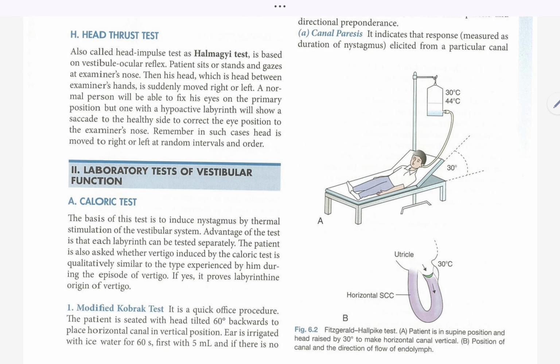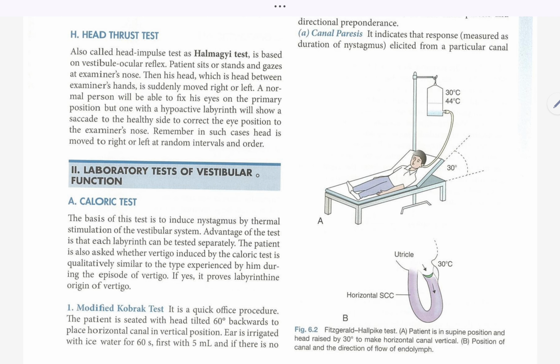Head thrust test, also called head impulse test or Halmagyi test, is based on vestibulo-ocular reflex. Patient sits or stands and gazes at examiner's nose. Then his head, which is held between examiner's hands, is suddenly moved right or left. A normal person will be able to fix his eyes on the primary position, but one with a hypoactive labyrinth will show a saccade to the healthy side to correct the eye position to the examiner's nose. Remember, in such cases, head is moved to right or left at random intervals and order.